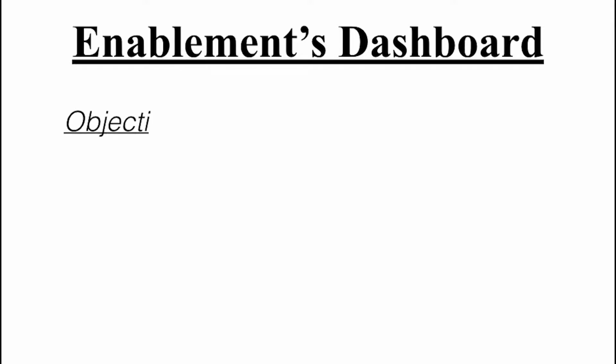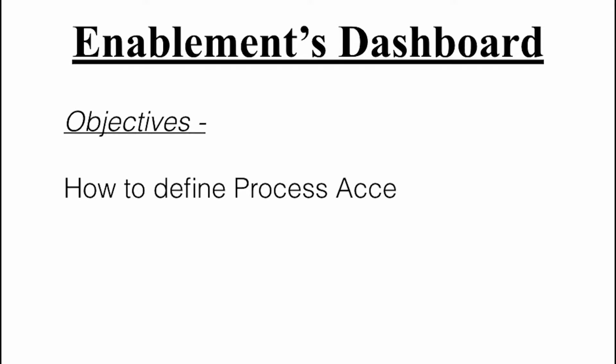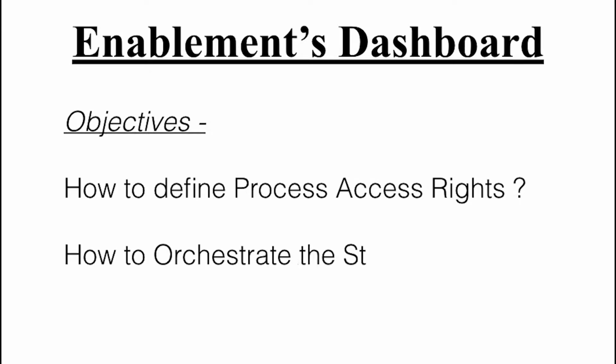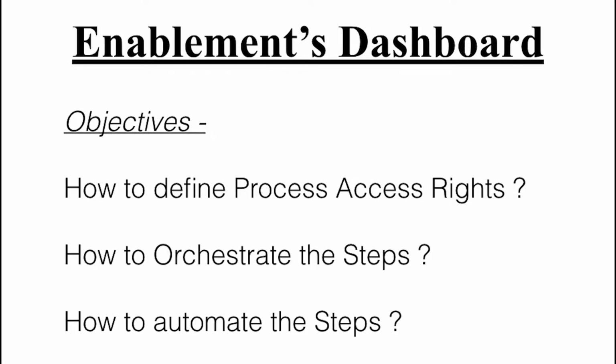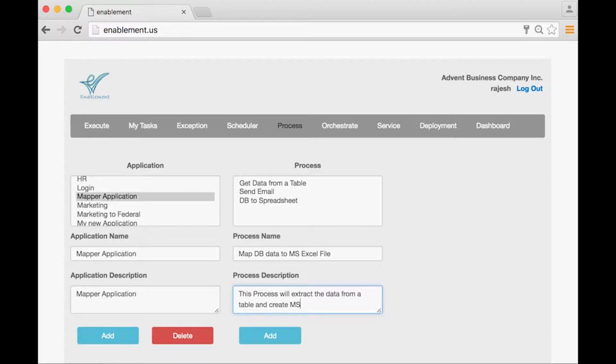In this video, we will watch how Enablement's web-based dashboard allows us to create a process without doing any coding. This is even simpler than the whiteboarding process. We first define the process name. After we specify the names of the process, we specify the access rights of the process.